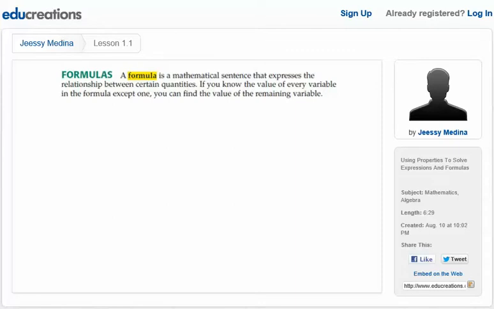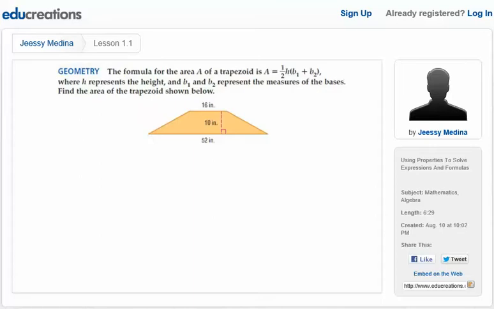Alright, a formula is going to be a sentence, an expression that gives you a relationship between a certain quantity. So for example, in this one, this is how everything that you've been reviewing would be applied. They tell you that the area of a trapezoid is A equals 1/2 the height times the sum of both bases. H is the height, B1 and B2 are your bases, and you need to find the area of the trapezoid shown below. So the first thing you need to do is identify what things are. This would be base 1, this would be base 2, and this would be your height.